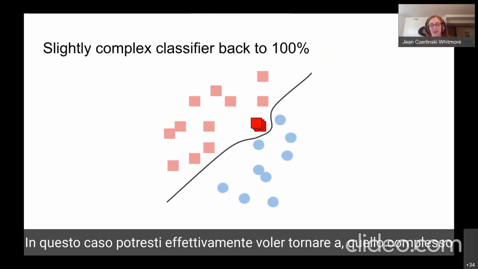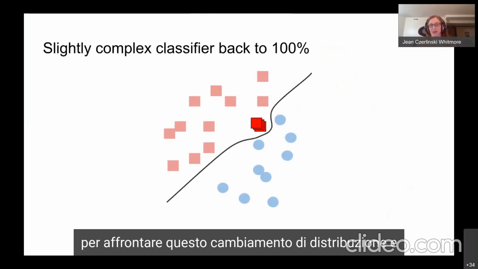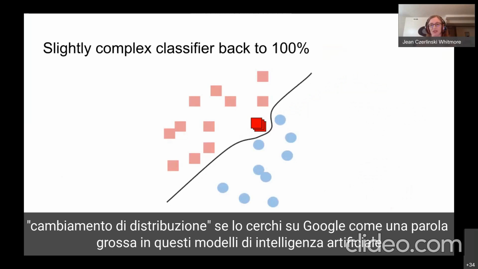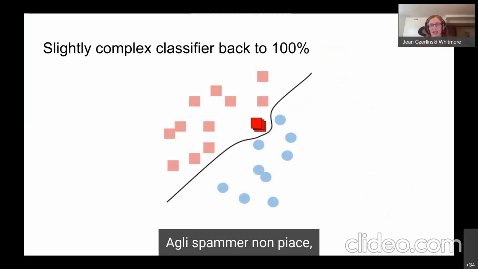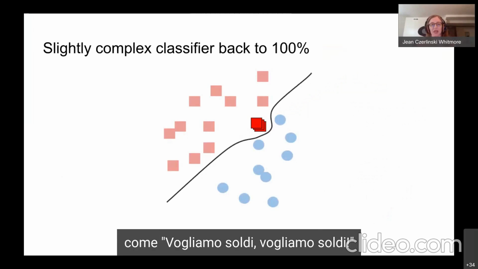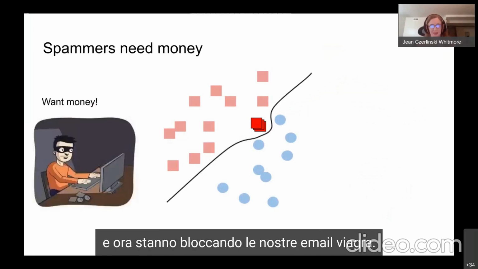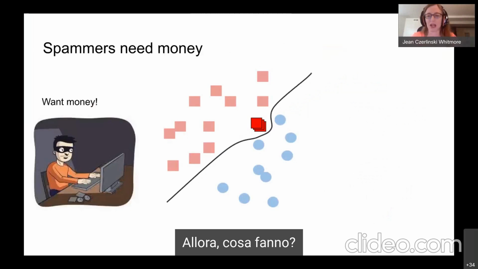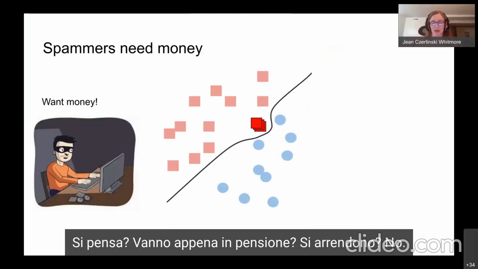In this case, you might actually want to go back to the complex one to deal with this distribution shift. And distribution shift, if you Google it, is a big word in these AI models and all that. The spammers don't like this. They're like, we want money, and now they're blocking our Viagra emails. So what do?